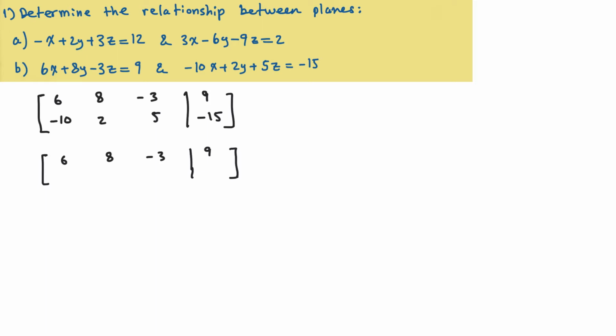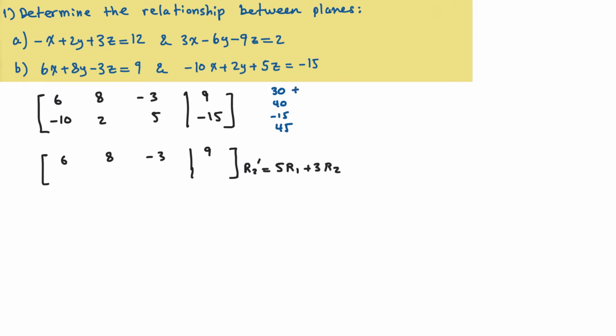So if the lowest common multiple is 30 between the first coefficients, then we can use 5 times row 1 and 3 times row 2. And in order to get a 0 here between these two coefficients, because they have opposite signs, we would have to add them. So I'm going to put a plus here. Once we have this, I am going to multiply row 1 coefficients and constant by 5. So 5 times 6 is 30, 5 times 8 is 40, 5 times negative 3 is negative 15, and 5 times 9 is 45.